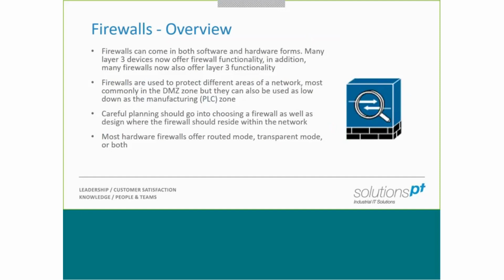So they can come in software and hardware forms, and a lot of layer 3 devices will now offer firewall functionality, but also firewalls nowadays will offer layer 3 functionality. It used to be that you'd have a router and you'd have a firewall, and now a lot of devices are combining these features together. So for example, in the Hirschmann world, you've got the Eagle 30, which is a router and a firewall. It does layer 3, it does ACLs, and there's other firewall functionality. So it's essentially a single device to provide routing for networks and provide security. So we've seen a blurring of the lines really.